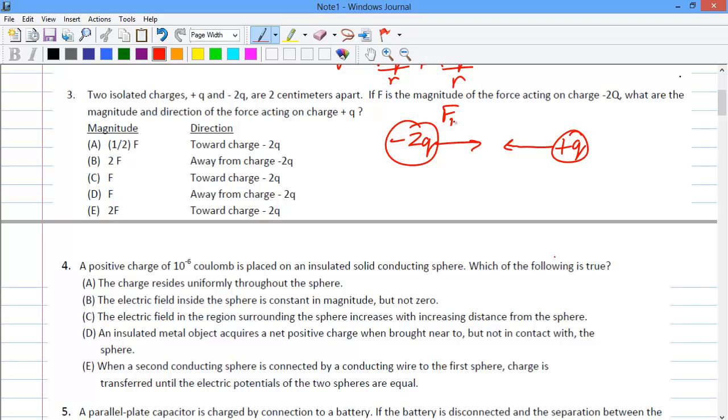So if I say this is force on 1 by 2, and this is force on 2 by 1, F1,2 has to equal F2,1. So by Newton's third law, we know the force has to be the same and it has to be toward the other charge. So the correct answer is C.